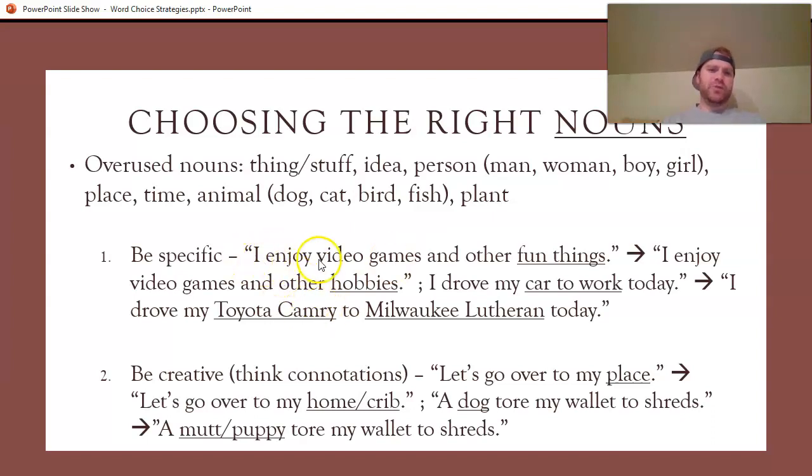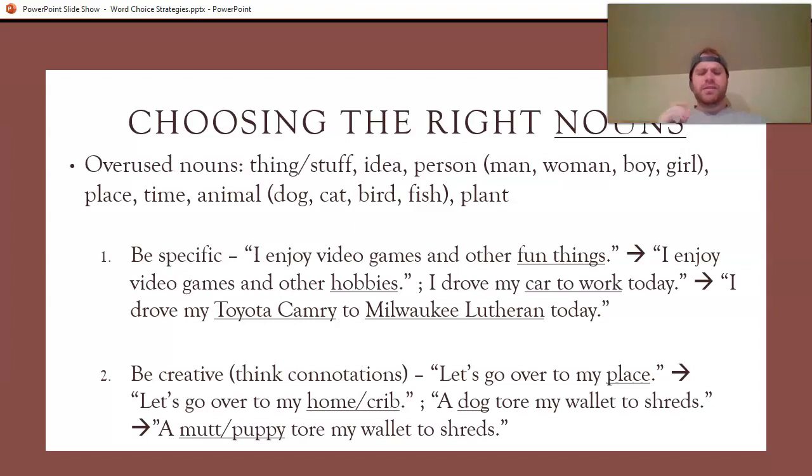Check this example. I enjoy video games and other fun things. There's got to be a better word for thing in that example. I enjoy video games and other hobbies, right? Hobby is a lot closer to what I mean by thing in the first place. I might as well replace that filler word with what I'm actually trying to say. I drove my car to work today. That's a fine sentence, but it's a nickel sentence, right? Let's make it a $5 sentence. I drove my Toyota Camry to Milwaukee Lutheran today.